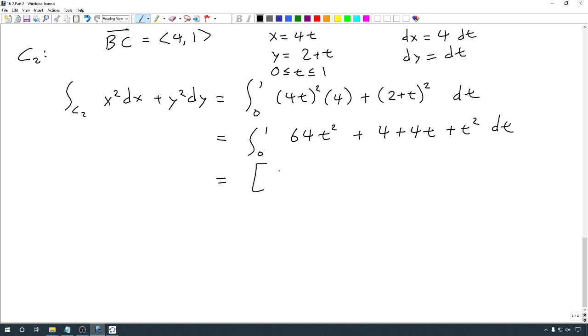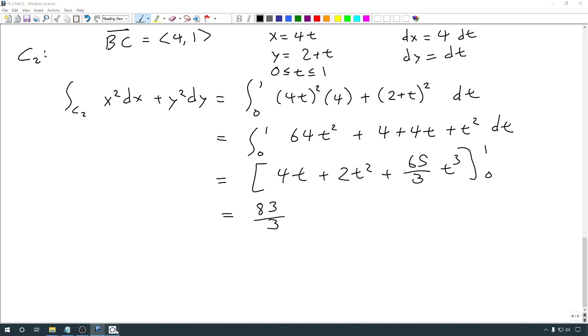When we integrate 4, we get 4t. When we integrate 4t, we get 2t squared, and then the 65t squared becomes 65 over 3 t cubed. Still going from 0 to 1. When we plug in 0, we get 0. When we plug in 1, we end up getting 4 plus 2 plus 65 thirds. And so we get 83 thirds.